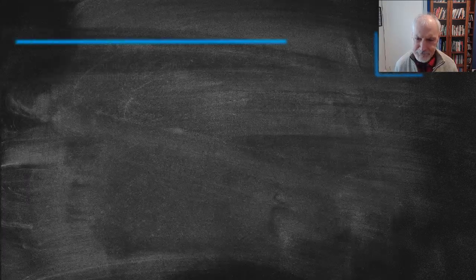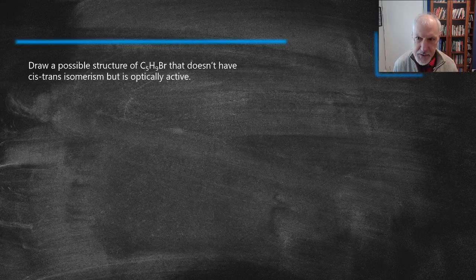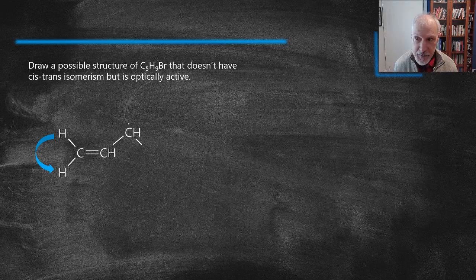Let's look at a question. Draw the possible structure of C5H9Br that doesn't have cis-trans isomerism but is optically active. First off, let's look at what we have to do to make it not have cis-trans isomerism. I'm going to begin my carbon chain with a double bond and hydrogens located on both of them. That therefore removes the possibility of cis-trans isomerism.